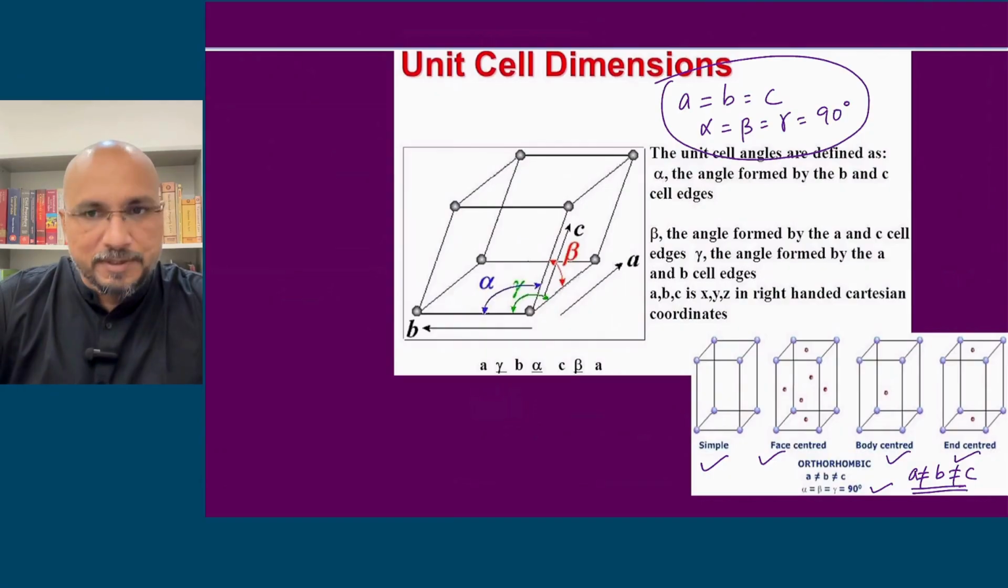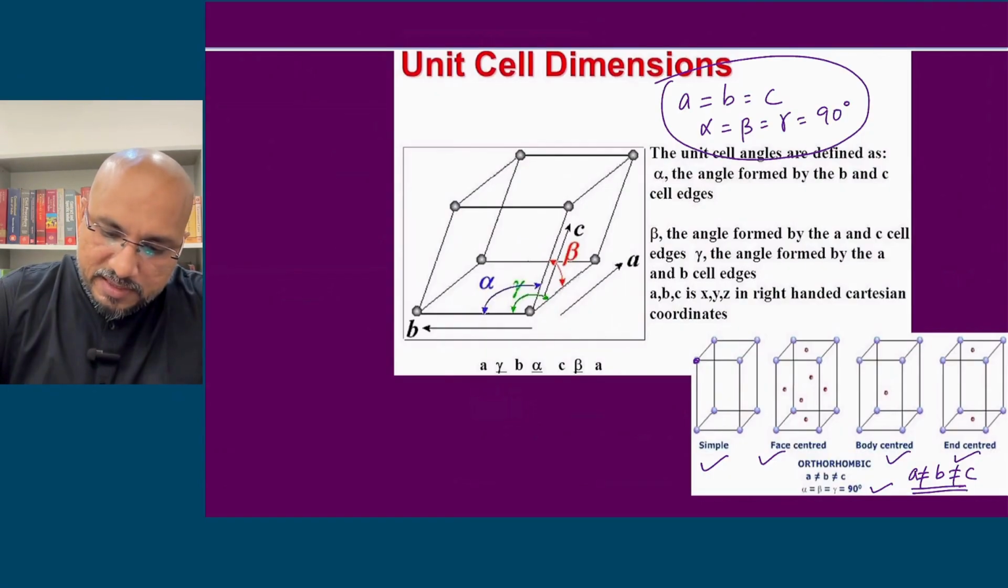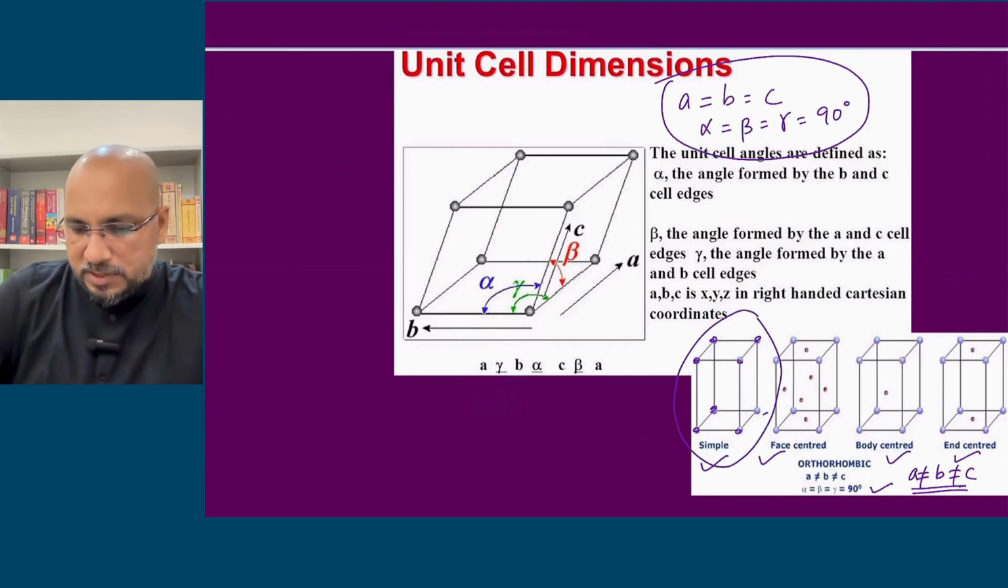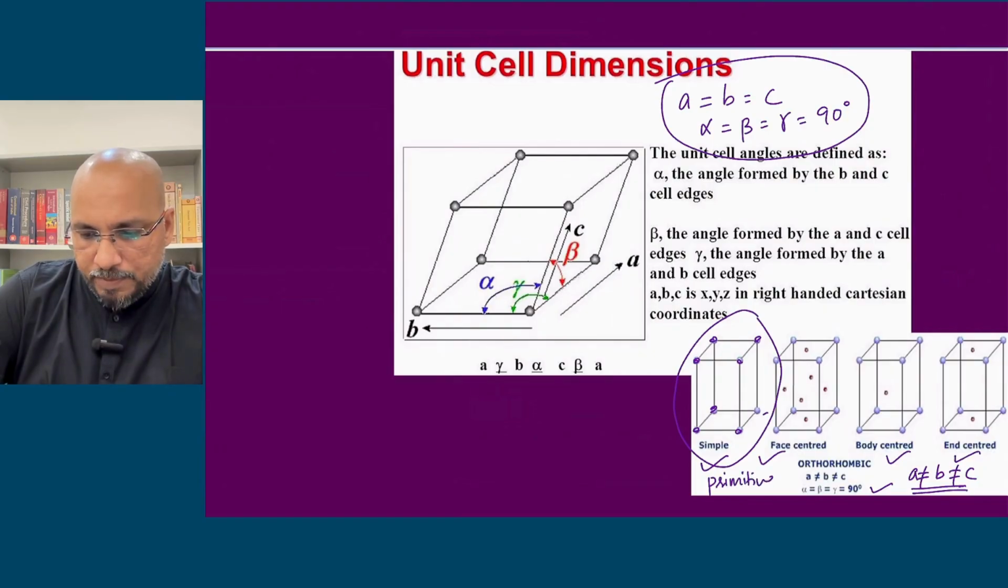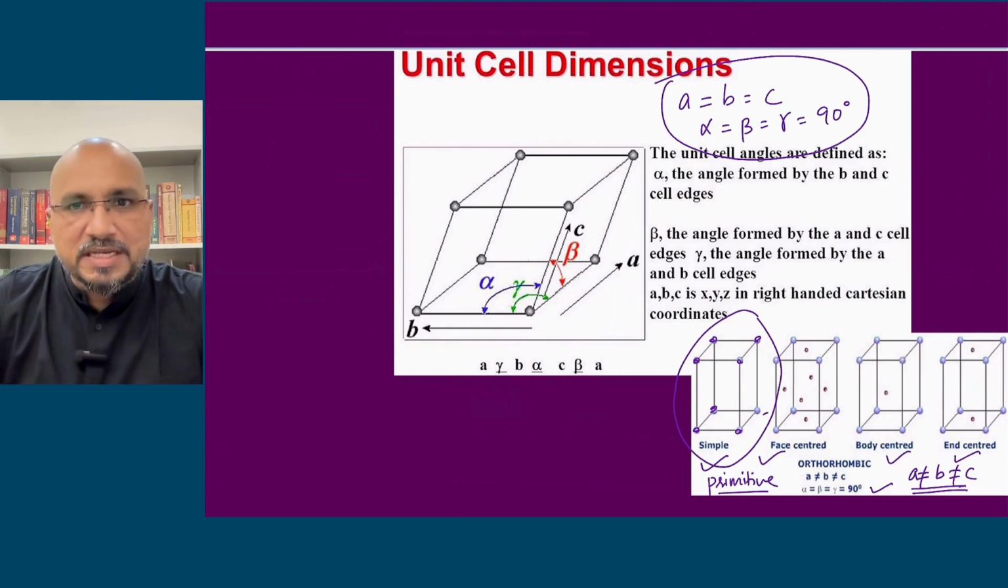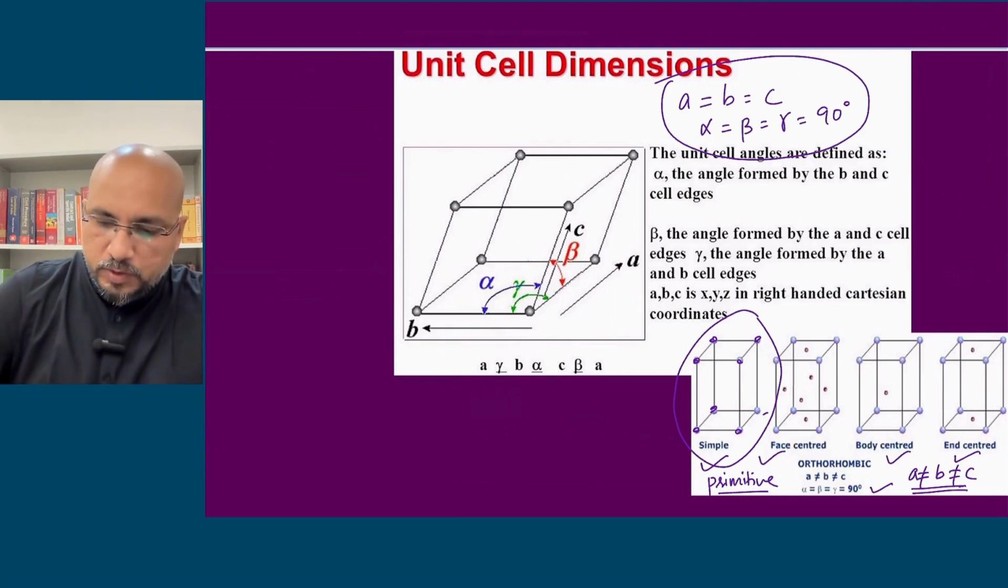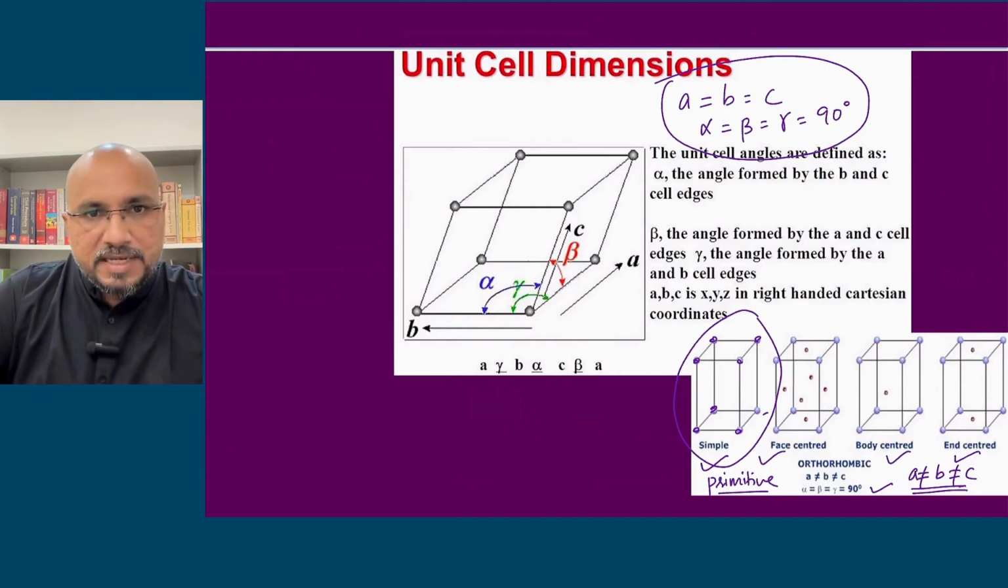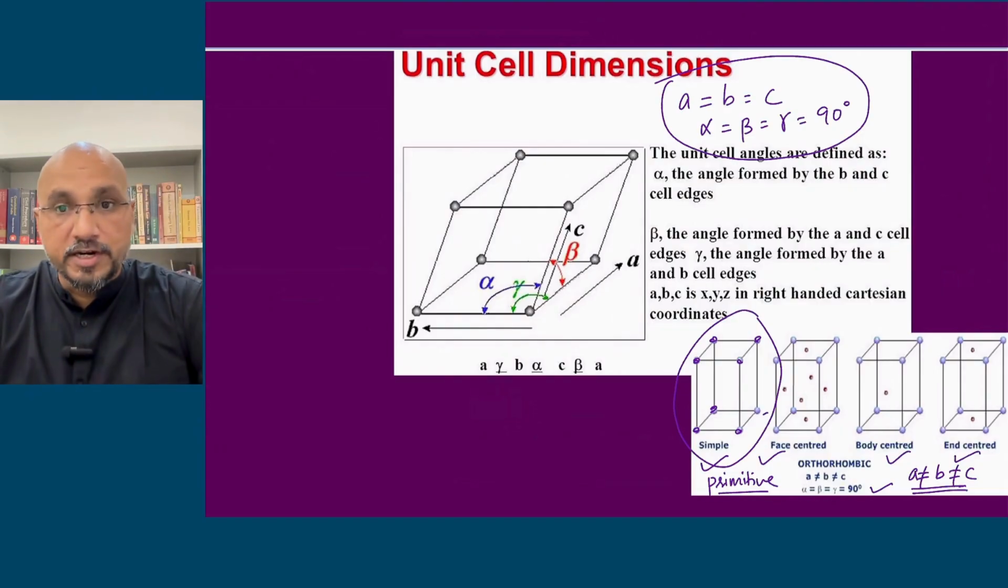So this is an example of different types of unit cells. A unit cell which has atoms only at the corners, the first one, is simple. This is also called the primitive type. So here atoms are present only at the corners.